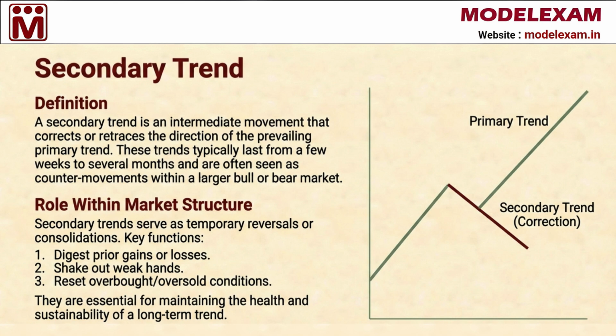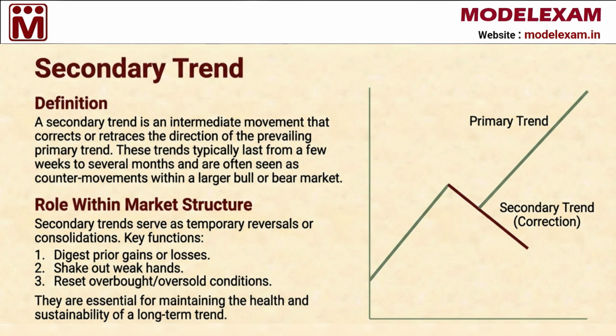However, markets do not go up forever without a break. This brings us to the secondary trend. A secondary trend is an intermediate movement that goes against the main primary trend. Think of these as the waves that crash against the tide. These trends typically last from a few weeks to several months. They are essentially counter movements. If the market is going up, a secondary trend is a temporary dip.